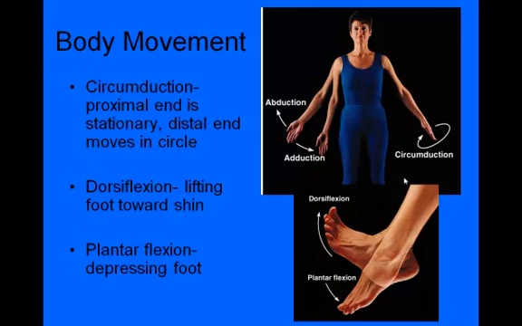Circumduction is where the proximal end is stationary. The distal end moves in a circular motion. Dorsiflexion is lifting the foot toward the shin, so toes up, and that's referring to the angle on top of the ankle. So if we look at the picture to the right, dorsiflexion is decreasing this joint angle. Now, plantar flexion is toes down. So now we're referring to the angle on the back of the ankle. So again, flexion, remember, is decreasing the joint angle.